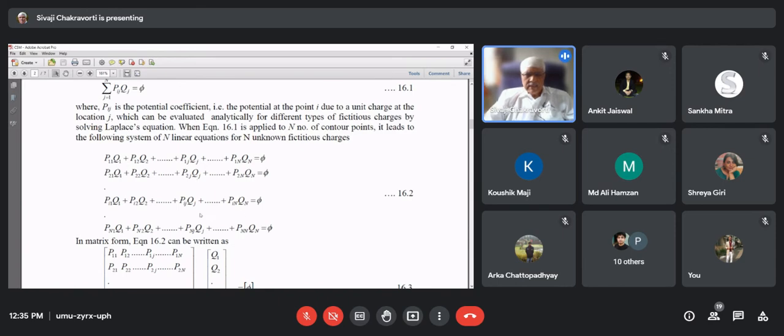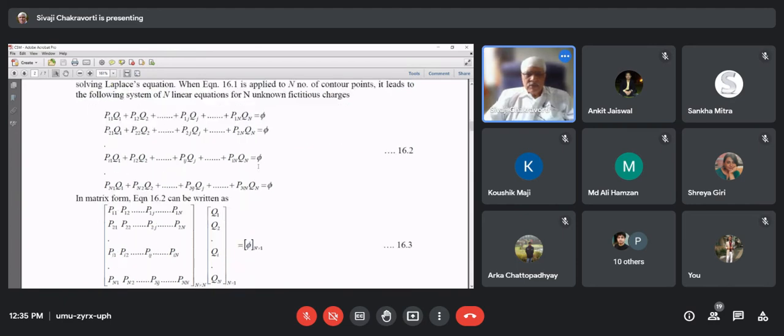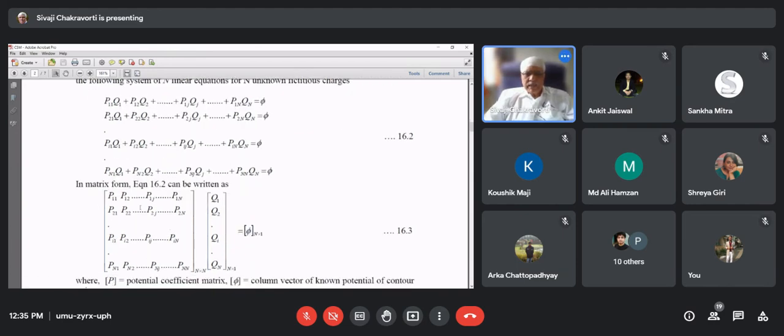And if you now look at this equation, there are n number of rows and every column represents one charge. There are n number of charges, so there will be n number of columns. So when I represent it in the matrix form, I get the coefficient matrix and it is an n by n matrix. Then these charge magnitudes are unknown. It's a column vector of size n or length n, and the right hand side is the electrode potential column vector also of length n. The right hand side is known.